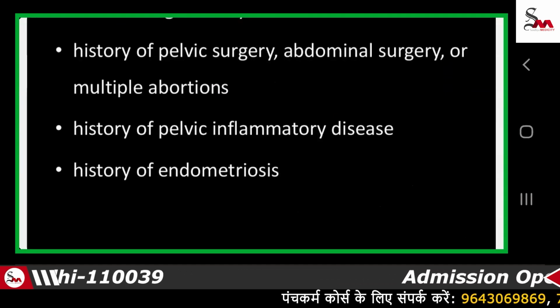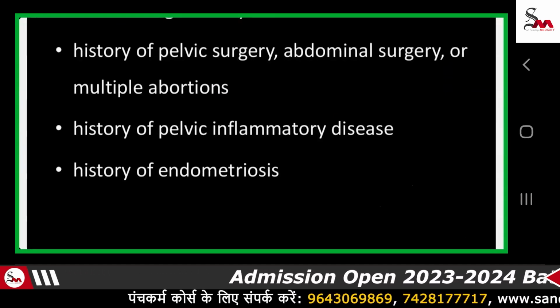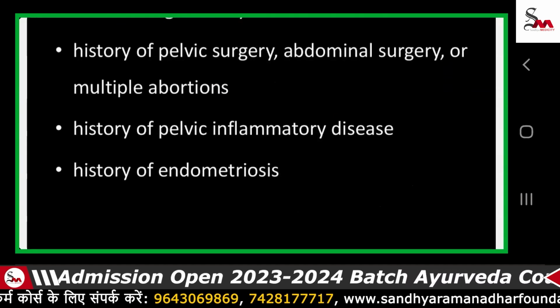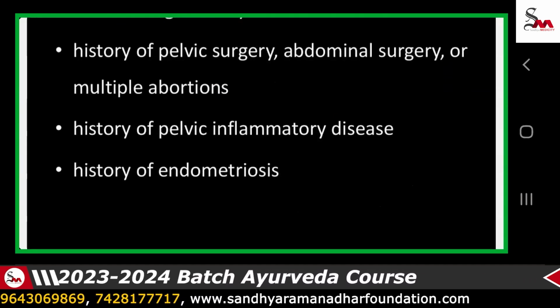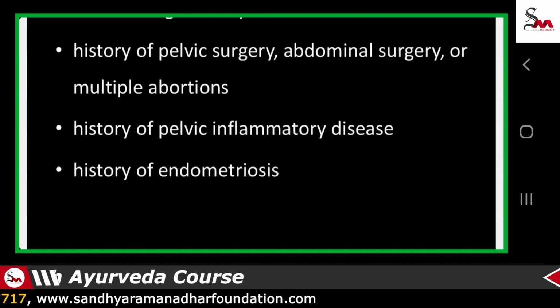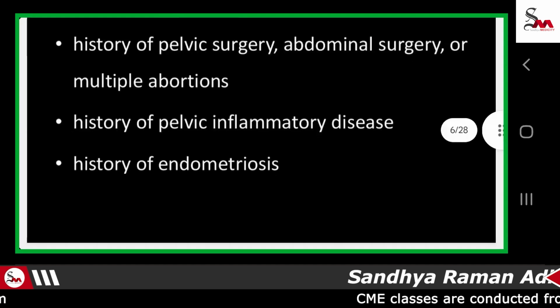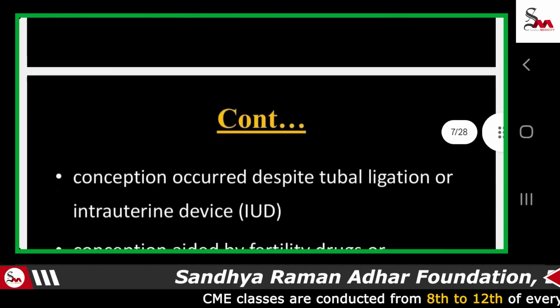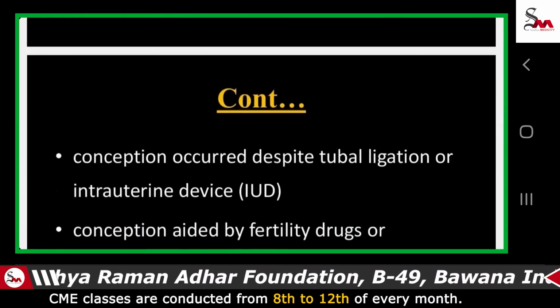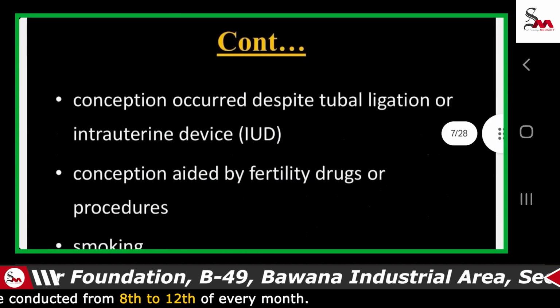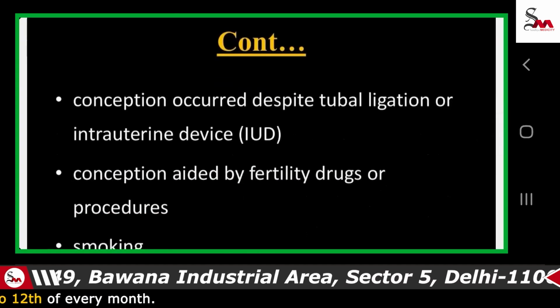History of endometriosis. Endometriosis is when the endometrium layer of the uterus is inflamed, so it may not support the pregnancy, and there is a possibility for the fertilized egg to grow in other parts other than inside the uterus.